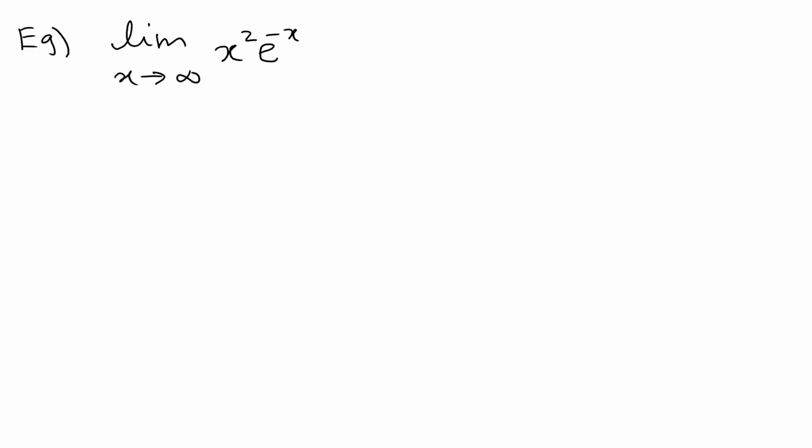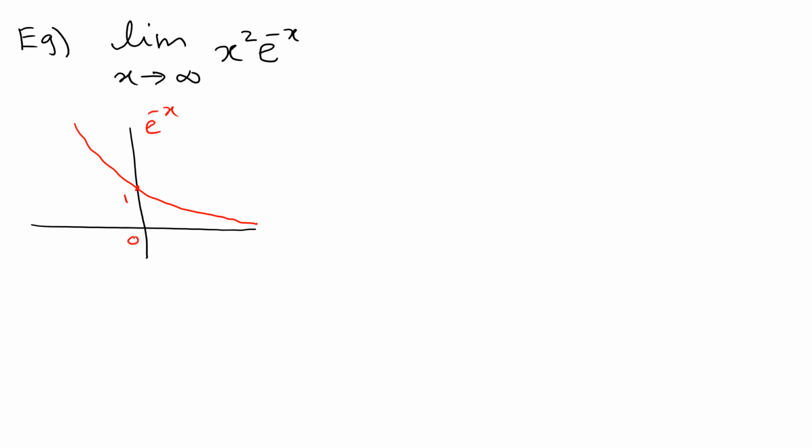As the next one, we have the limit as x goes to infinity of x squared e to the negative x. So this is also very interesting. Let's again recall the graph of these functions. We know x squared, but what is the graph of e to the negative x? e to the negative x is the decaying function, so it's going to go like that. It passes through 1. So that's the graph of e to the negative x.